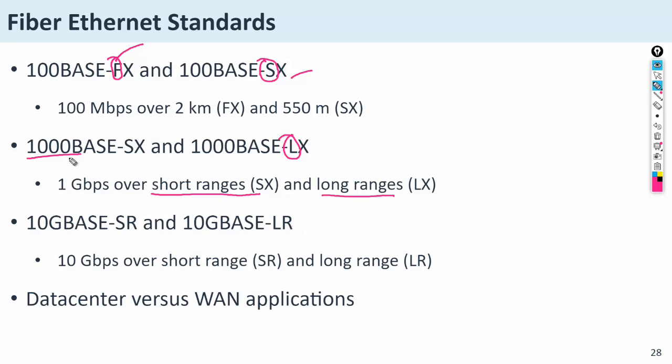Okay, and if the data rate is 10 Gbps, then SR is for short range and LR for long range. This type of Ethernet is generally used in data centers and WAN applications. When the computers or network devices are connected in the WAN, this type of Ethernet is used. But in a LAN, local area network, yes, you can use this type of Ethernet, but mostly nowadays we are using twisted pair cable.